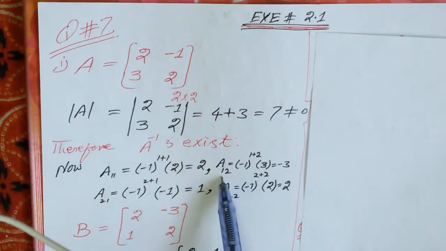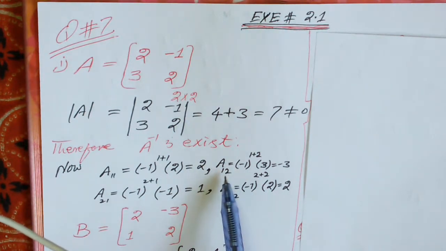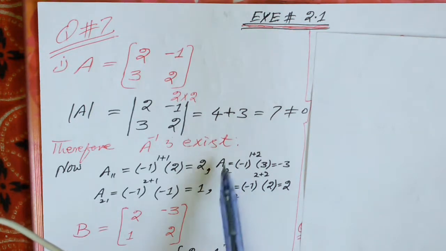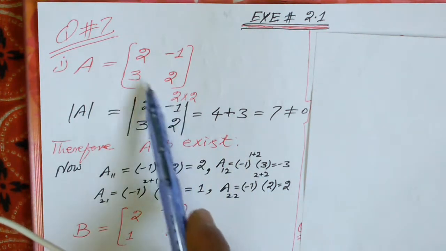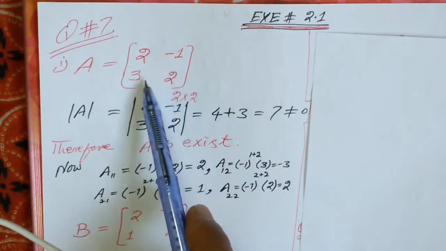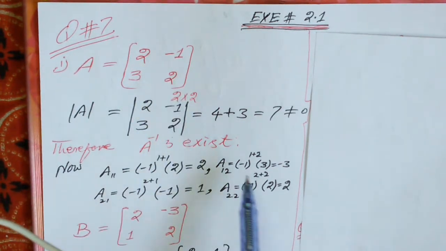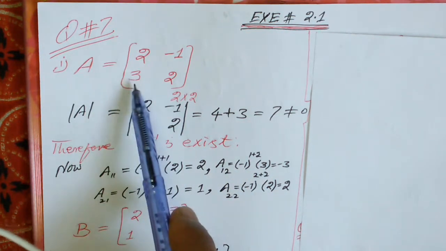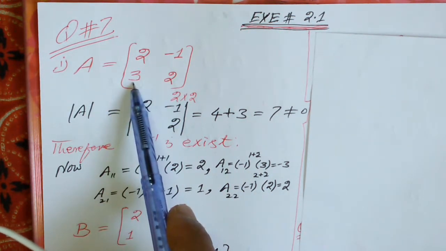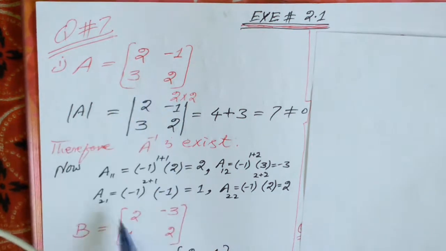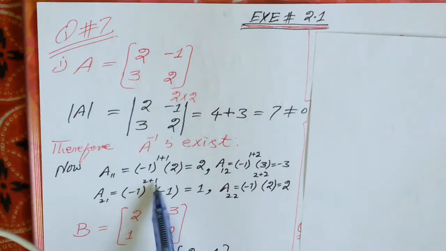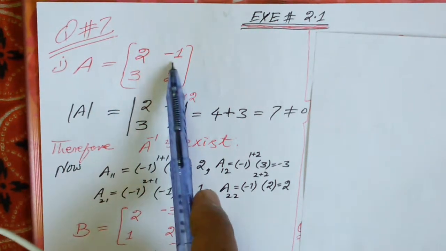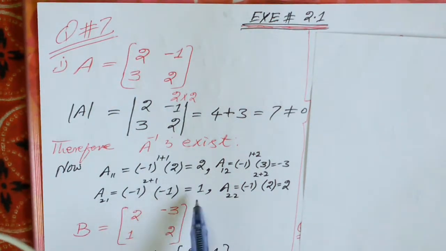Calculate A12, the cofactor of the element in the first row and second column, which is equal to -1 raised to power 1 plus 2 multiplied by 3. Deleting the first row and second column, we get 3, which is equal to -3. Similarly, calculate the cofactor of the element in the second row and first column, A21: -1 raised to power 2 plus 1, delete the second row and first column. After the simplification, we get 1.